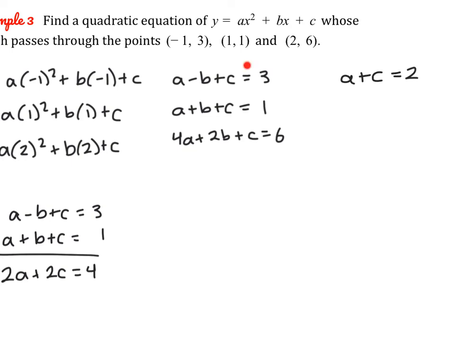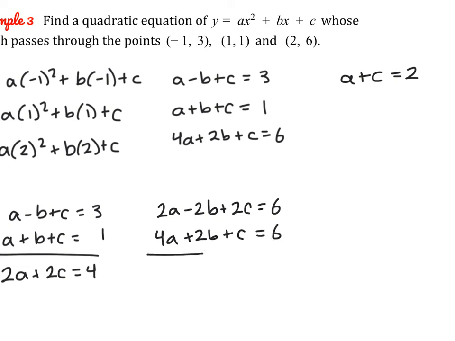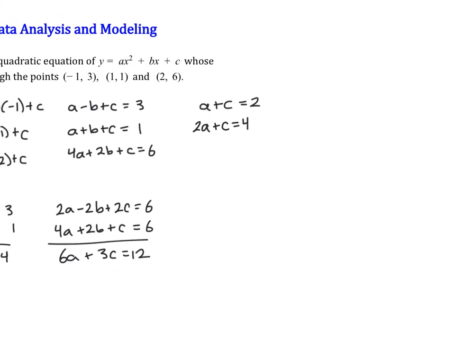And then I'm going to use, how about the first and third equations? I'm going to multiply the first one by 2. And then 4a plus 2b plus c equals 6. And we get 6a plus 3c equals 12. So I'm going to divide both sides by 3. So we get 2a plus c equals 4. And now we have our system of 2. So I'm going to solve this one using substitution.